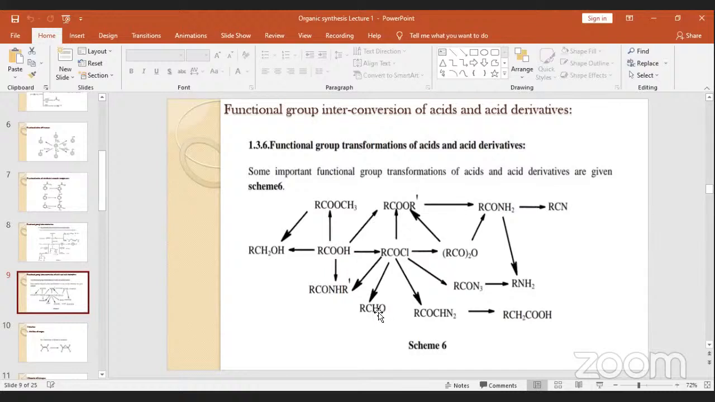Toluic acid to 4-formyl toluene, that is tolualdehyde, you can get. So like that. Similarly, you have benzoic acid, benzoyl chloride, then azide. So PhCON3, this is azide. Azide, again here, Hofmann rearrangement, Curtius rearrangement, rearrangement reactions, name reactions you will know, and that can be converted to the corresponding amines. Okay.